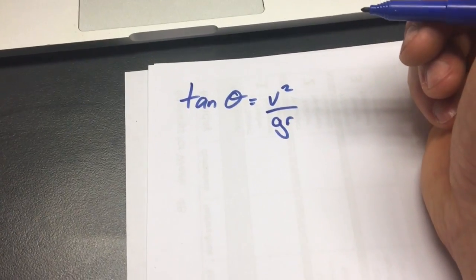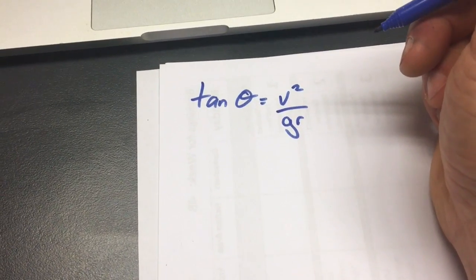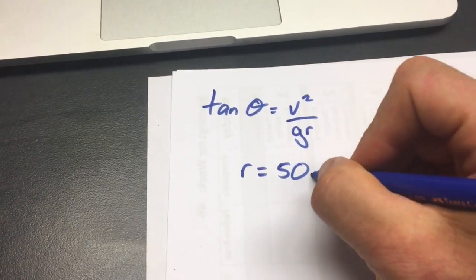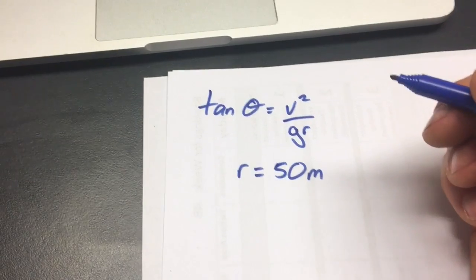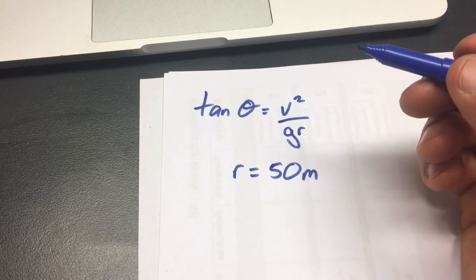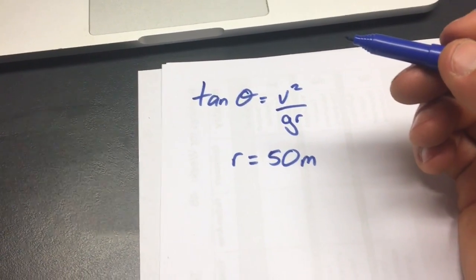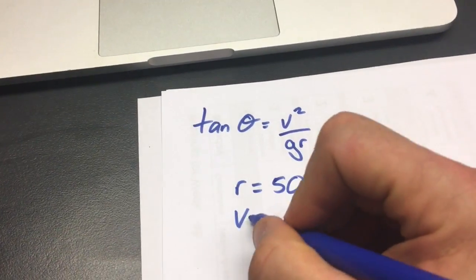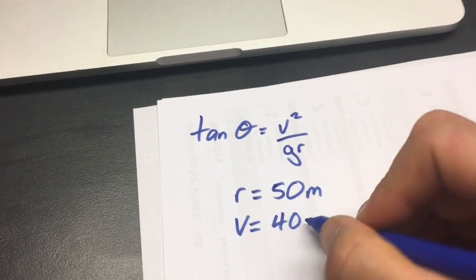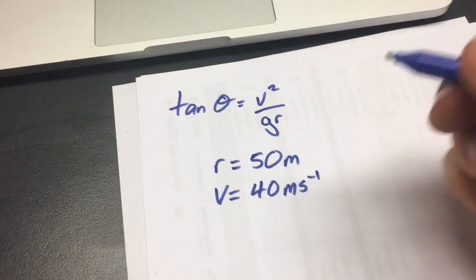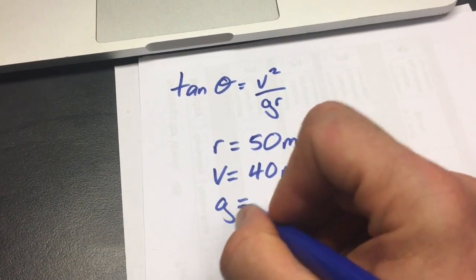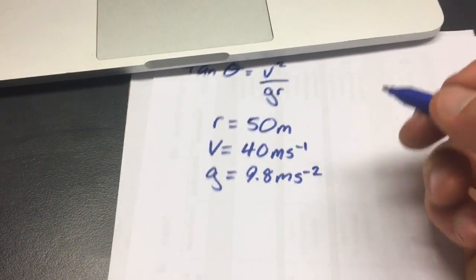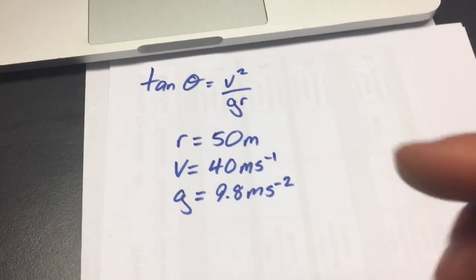The Mercedes-Benz test track that you may have seen in videos has a radius of about 50 metres. And they tell us that the forces balance when the vehicle is travelling at about 150 kilometres an hour, or about 40 metres a second. We also know that g is equal to 9.8 metres per second squared. So what angle do we need?